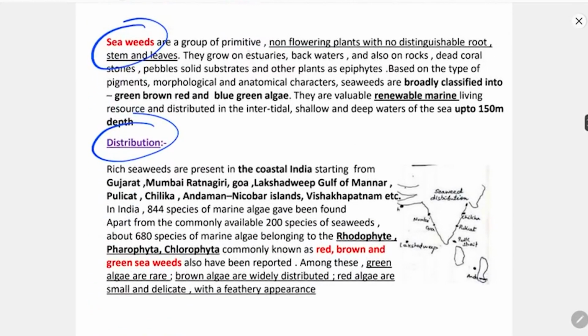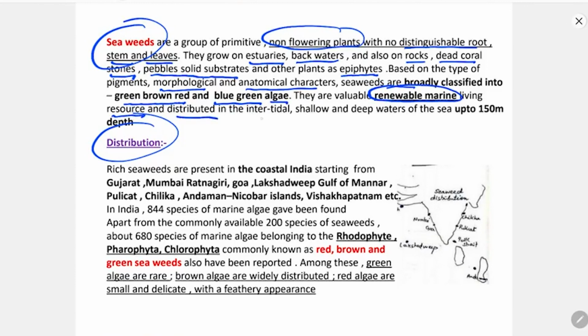Seaweeds are a group of primitive non-flowering plants with no distinguishable root, stem and leaves. They grow on estuaries, backwaters and also on rocks, deep coral stones, pebbles, solid substrates and other plants as epiphytes. Based on the type of pigments, morphological and anatomical characters, seaweeds are classified into green, brown, red and blue green algae. These are valuable renewable marine living resources, distributed in the intertidal, shallow and deep waters of the ocean up to 150 meter depth.